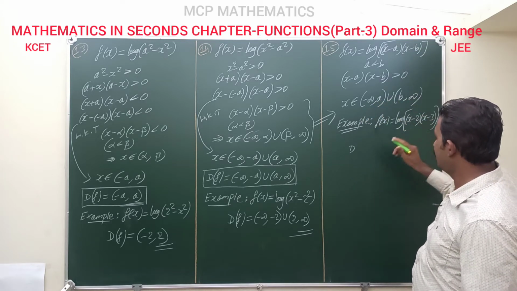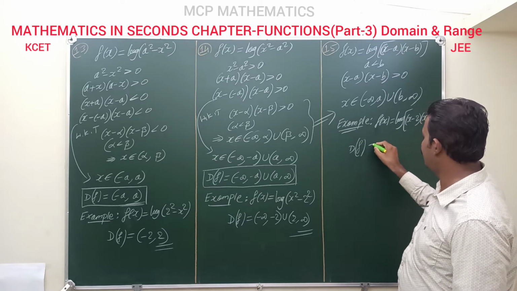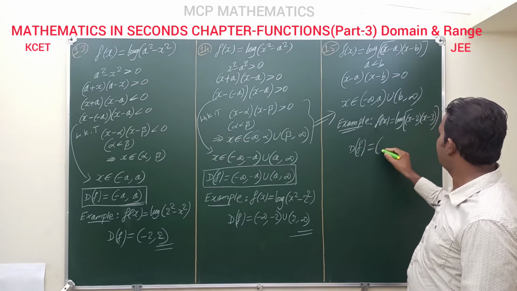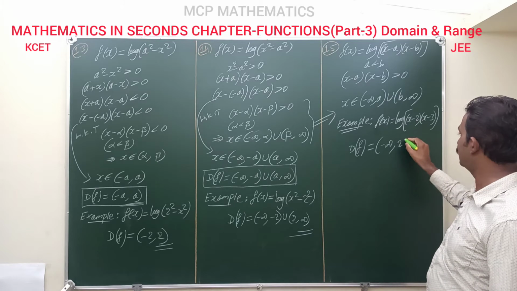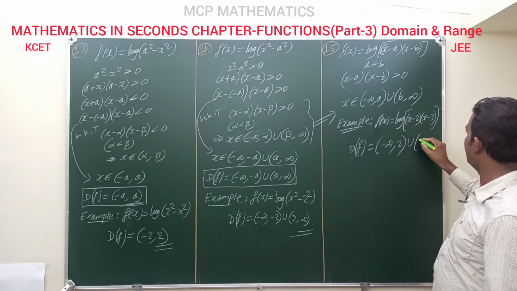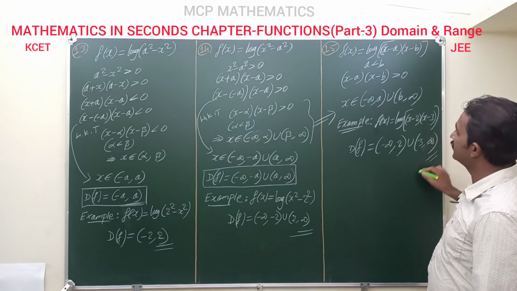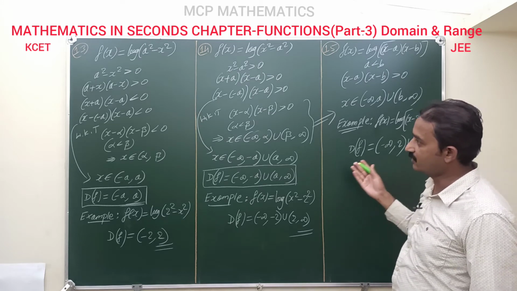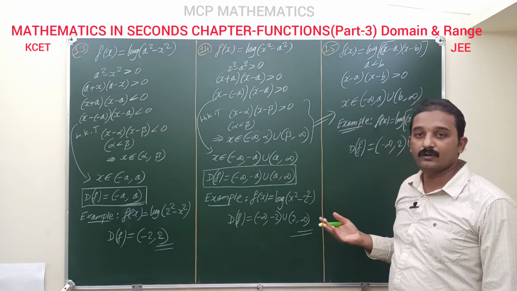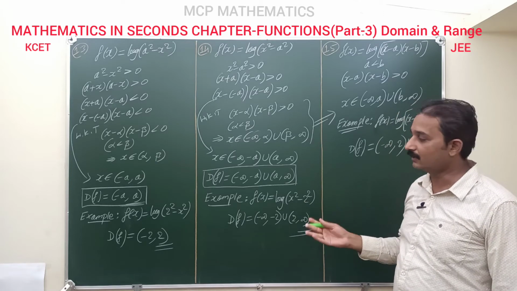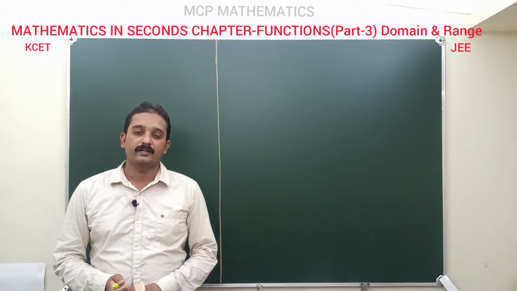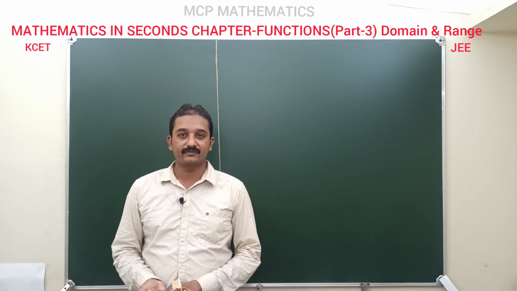In the same way, the domain of f can be written as the open interval minus infinity to 2, union the open interval 3 to plus infinity. So using these shortcut methods, identify the domain of the function easily. Take down. Now let us move on to the shortcuts on the range of the function.